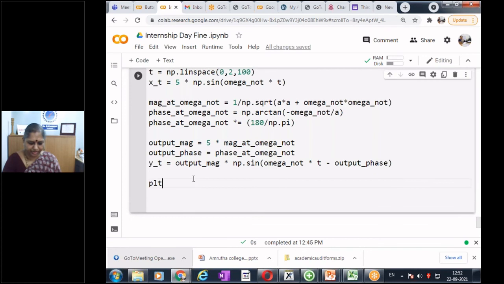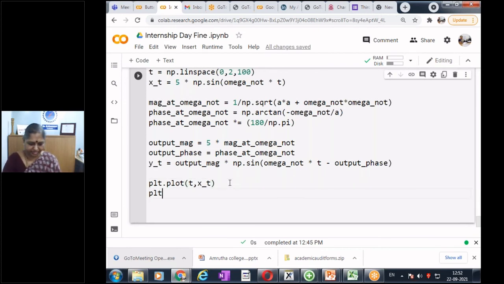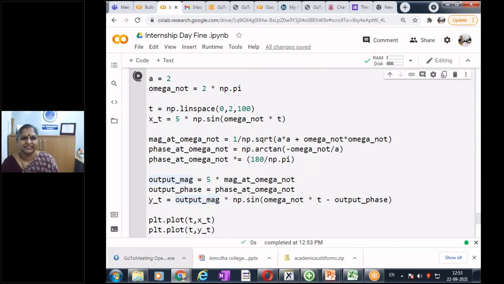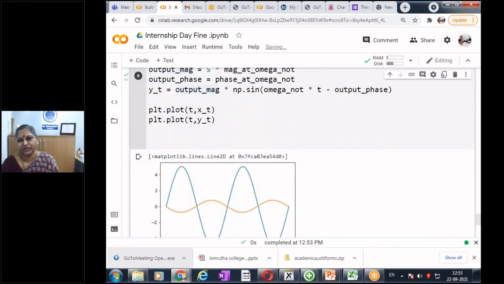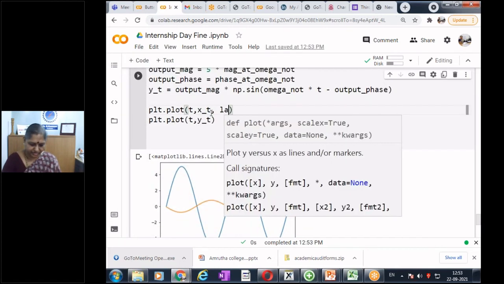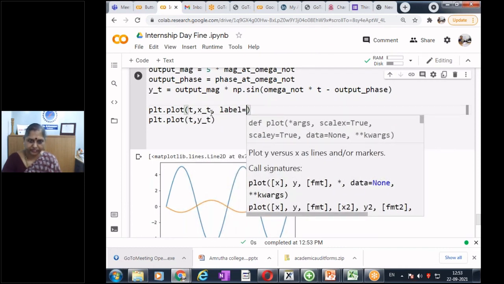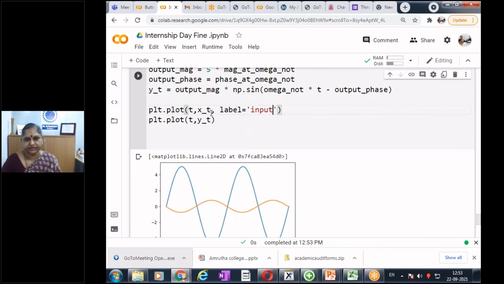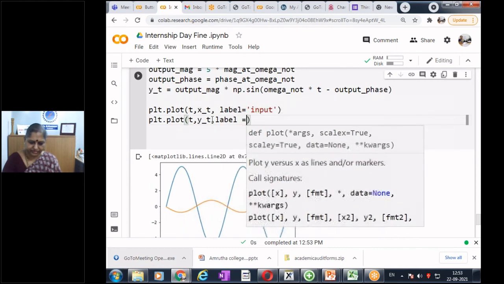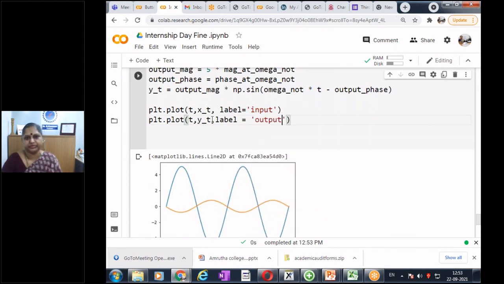Let us try to plot. PLT dot plot t comma xt is my input. And PLT dot plot t comma yt, this is my output. Let's run. I hope it runs. Yes, I have my output. And let me put the label. The label is input, and this label is output.